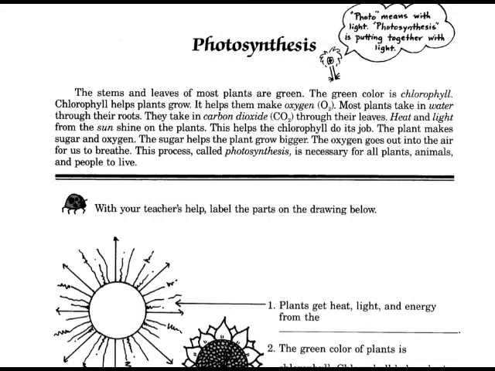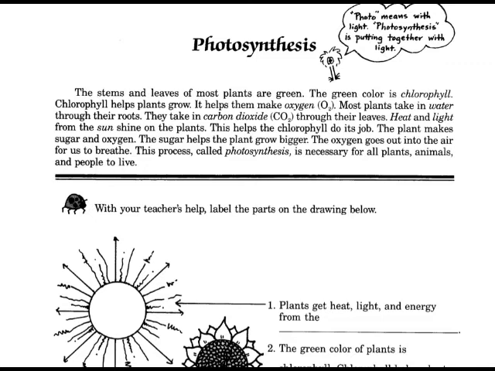Okay, we're going to complete today's lesson by doing a quick worksheet together as a class. If we read the top paragraph, it says, "The stems and leaves of most plants are green. The green color is chlorophyll. Chlorophyll helps plants grow. It helps them make oxygen.